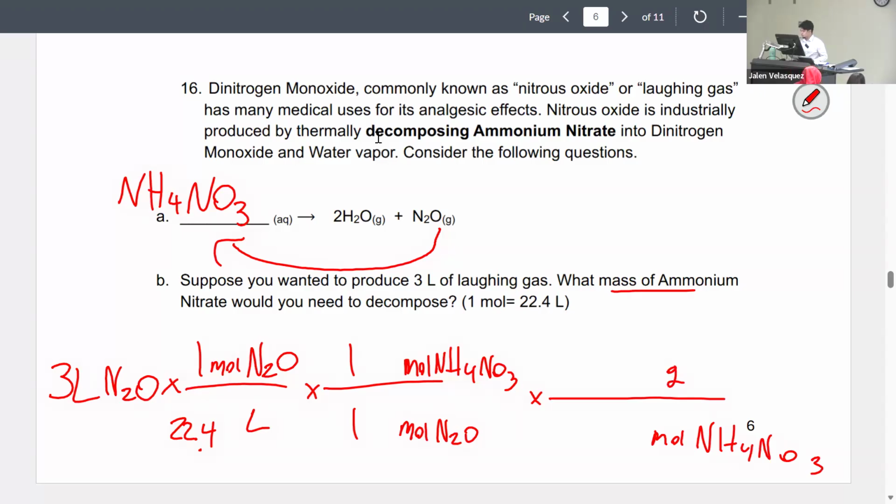And what would you use to get to the mass? What would you use there? The molar mass of ammonium nitrate, right? Does anybody have that handy? Yeah, it should be 80, right? So in order to produce my 3 liters of laughing gas, how much ammonium nitrate do we have to start with?